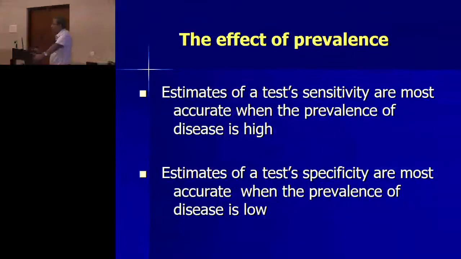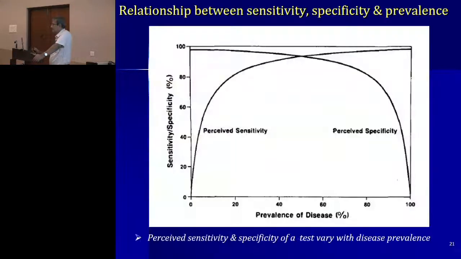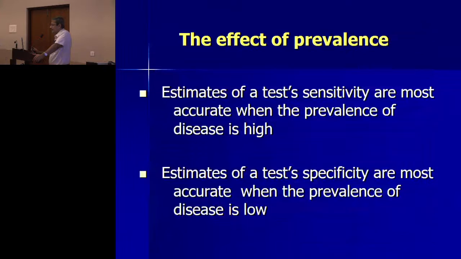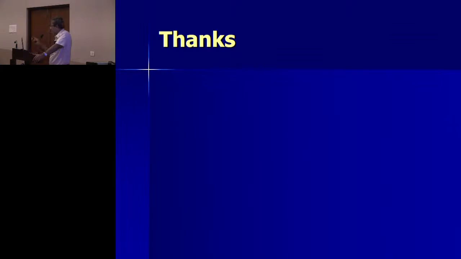The assumption is that in the imperfect gold standard, the error is random. It is not in the same patients, it is in independent patients. That is the assumption. In that case, this formula applies. The effect of prevalence: estimates of a test's sensitivity are most accurate when the prevalence of disease is high, and estimates of a test's specificity are most accurate when the prevalence of disease is low. That's what the graph showed. So we'll stop here, and I think we can have some time for practical exercises.